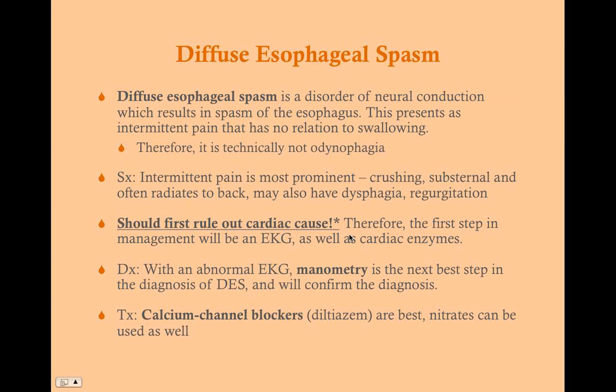Okay, so now we're going to move on to more of the things that cause pain. And the first thing is diffuse esophageal spasm. So this is, like achalasia, a disorder of neural conduction. But unlike achalasia, what comes from this is a very painful spasm of the esophagus. And it's very, very painful. And pain is going to be the number one presenting symptom for these patients, more than anything else. And this is intermittent pain.